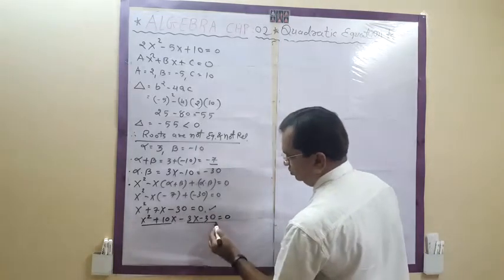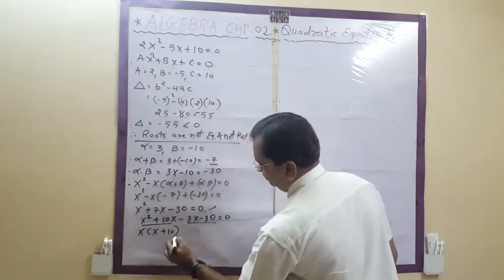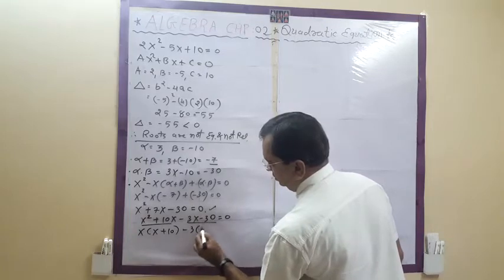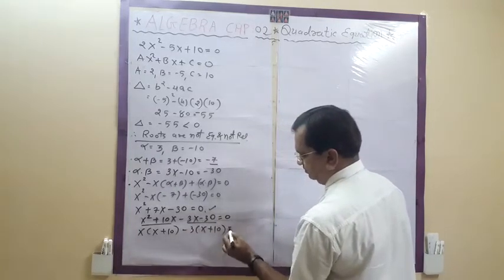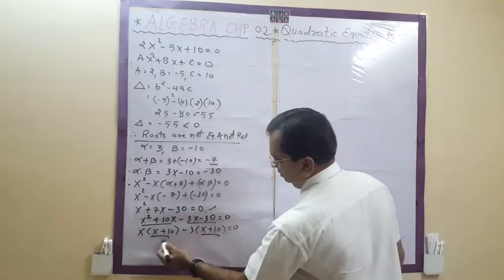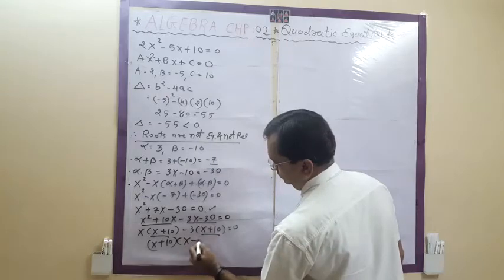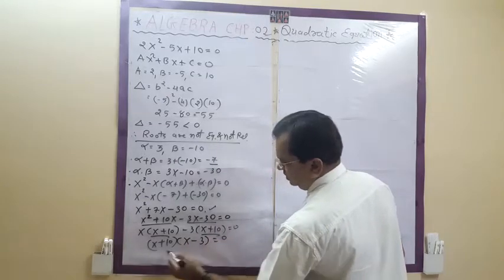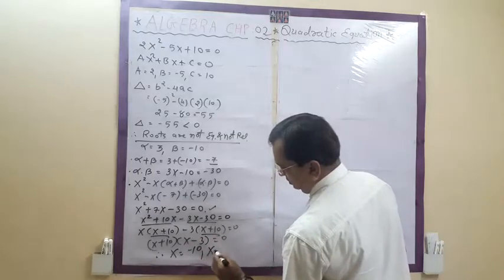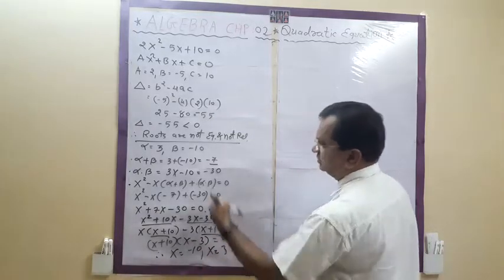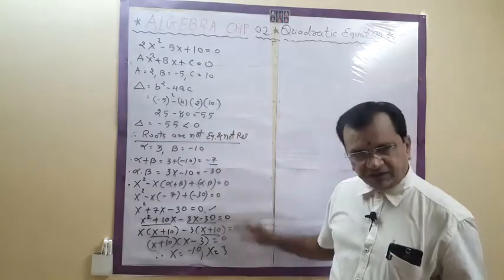From these two and these two, take the common. So x plus 10, minus 3 times x plus 10, because minus plus minus. Now common of common. Therefore, x is equal to minus 10, x is equal to 3. So minus 10, 3. So from answer to equation, from equation to answer.